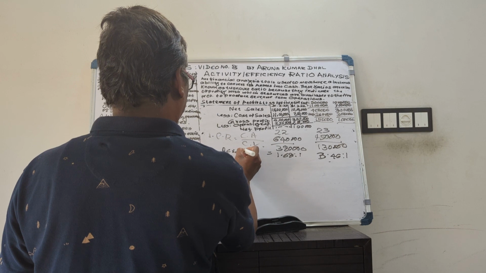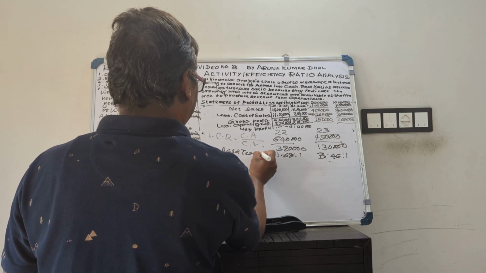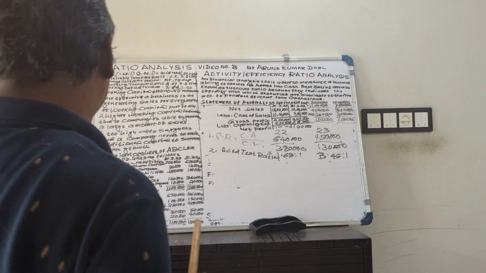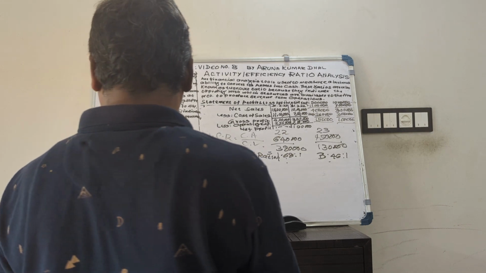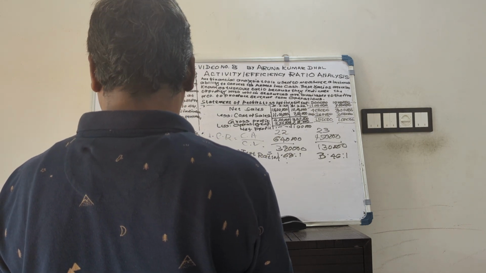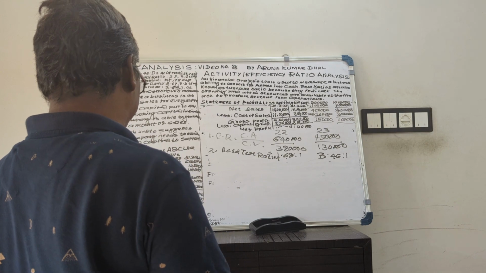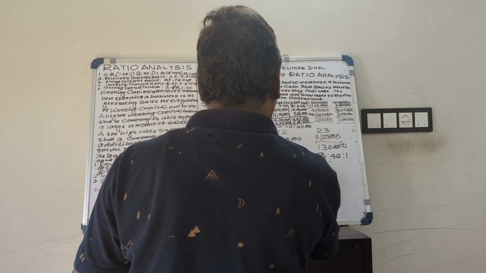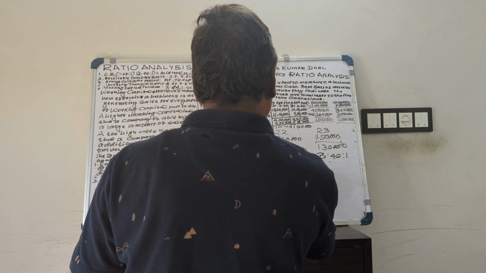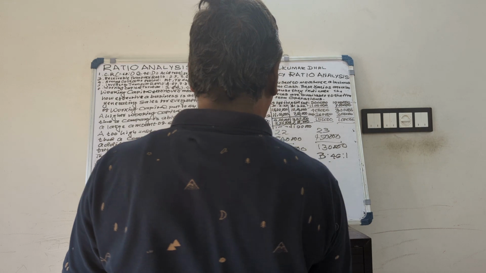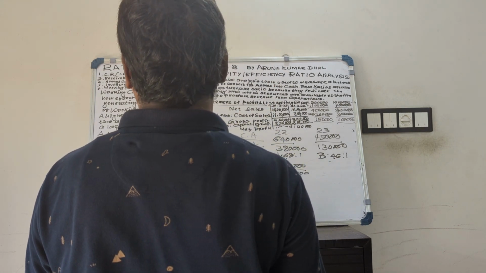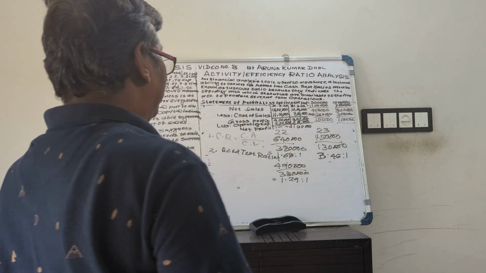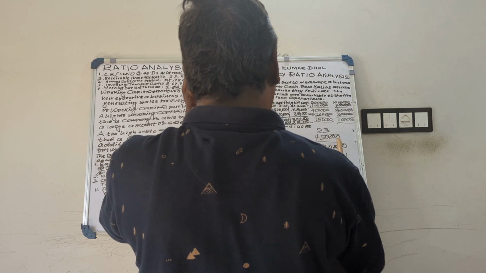On acid test ratio we will take liquid assets. That means from current asset we will deduct the inventory or stock. So inventory or stock is here 1,50,000. So we will deduct 1,50,000, which means it is 4,90,000 divided by 3,80,000. This is 1.29:1. In 2023 it was 4,50,000.